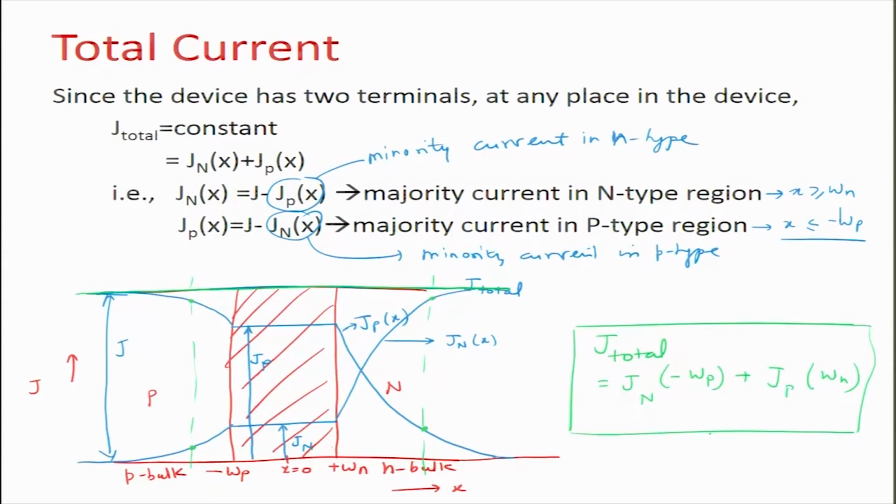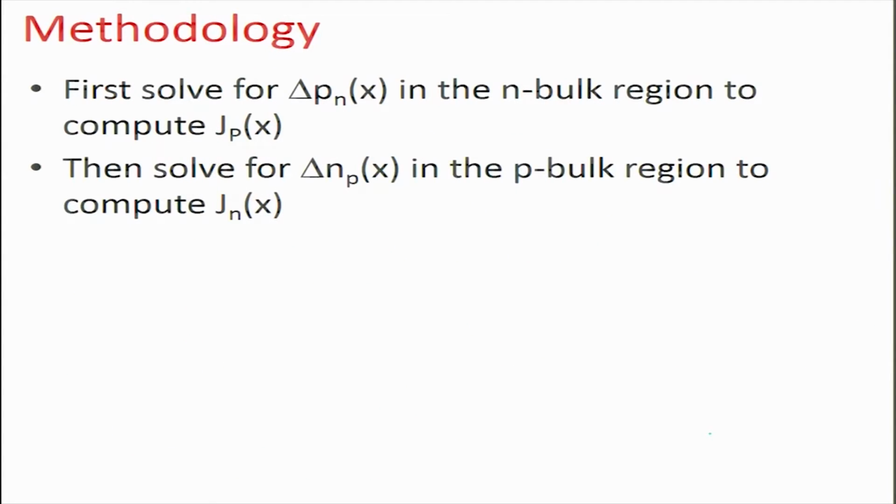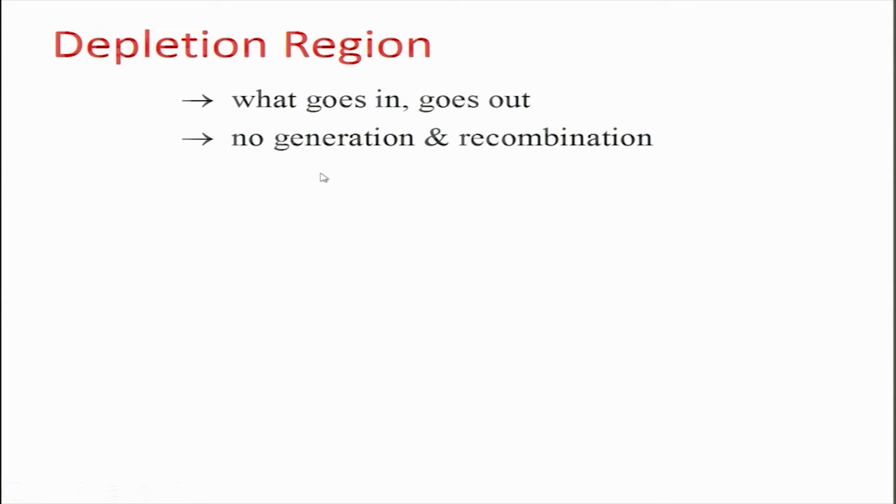The method that we are going to follow is, first we solve for delta Pn(x) in the N bulk region to compute Jp(x). So basically we solve for the minority carrier concentration on the N side so that we can calculate the minority carrier current. Similarly we solve for delta Np(x) in the bulk P region to get the electron current, that is the minority current on the P side. So this is what we do. The assumption we make is that in the depletion region what goes in goes out, and as a result there is no generation and recombination.